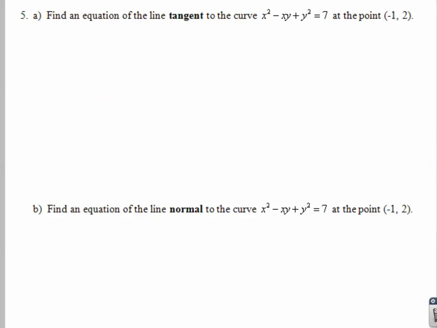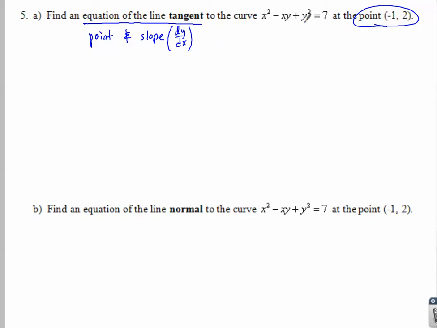Let's take a look at some more. Find the equation of the line tangent to this curve at this point. Equation of a line tangent. What do we need? Point and slope. Well, I gave you the point. Done. We need the slope. What slope? Change in y over change in x. Derivative if it's a line tangent. So I need the derivative of this.